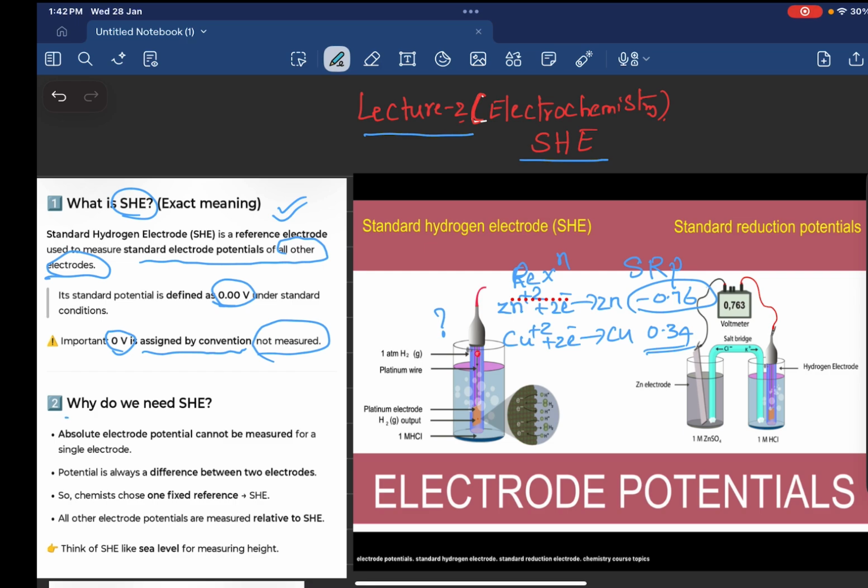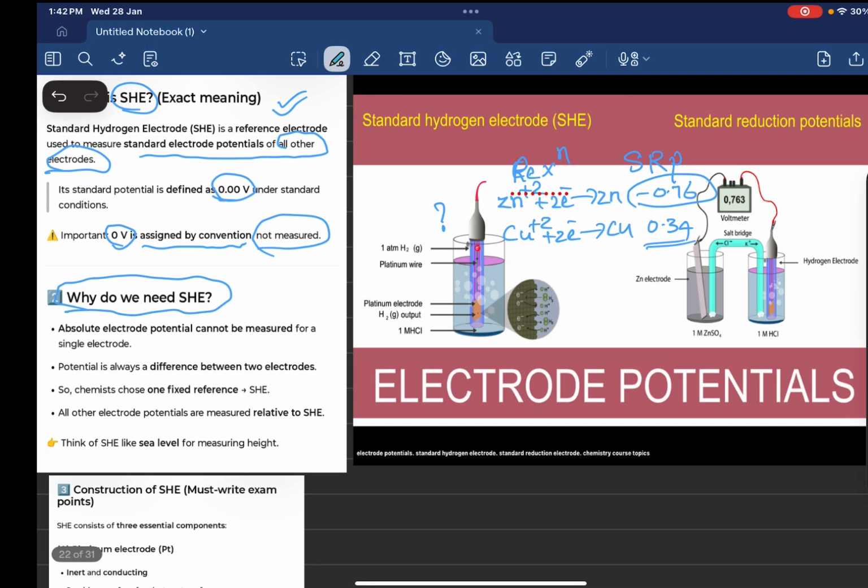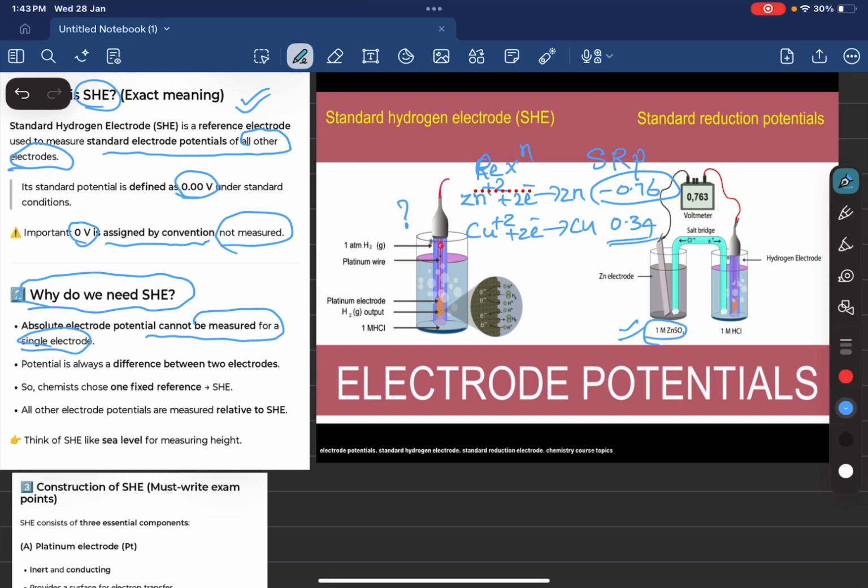Why do we need to use SHE for determining the electrode potential of other elements? Absolute electrode potential cannot be measured with a single electrode. There will always be a potential difference between two electrodes. That's why we cannot determine the electrode potential for a single metal or element. So that's the reason they choose one reference electrode. In this case we are taking SHE. All other electrode potentials are measured relative to SHE. Think of SHE like sea level for measuring height.